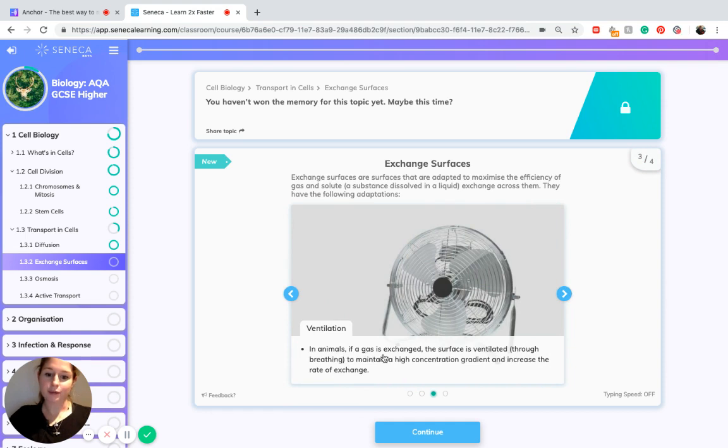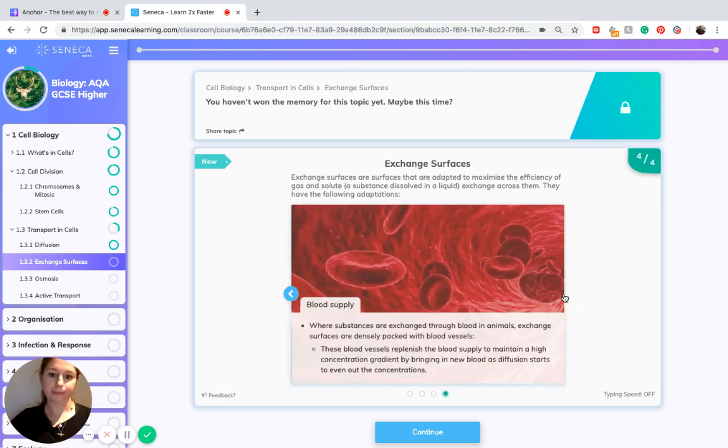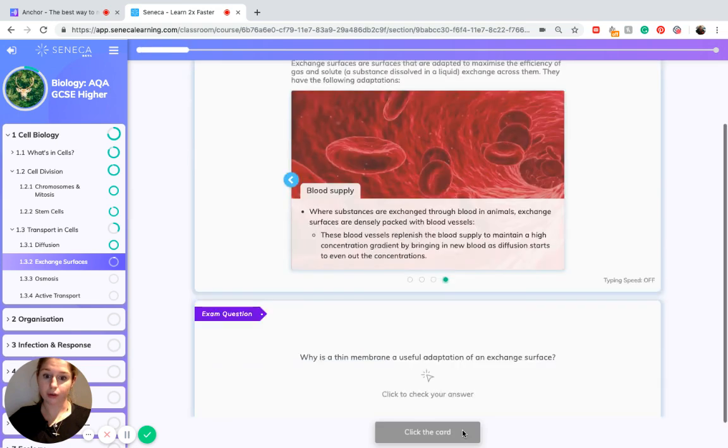Ventilation. In animals, if a gas is exchanged, the surface is ventilated through breathing to maintain a high concentration gradient and increase the rate of exchange. And blood supply. Where substances are exchanged through blood in animals, exchange surfaces are densely packed with blood vessels. These blood vessels replenish the blood supply to maintain a high concentration gradient by bringing in new blood as diffusion starts to even out the concentrations. So this ensures there's always a steep concentration gradient so diffusion can happen quickly.